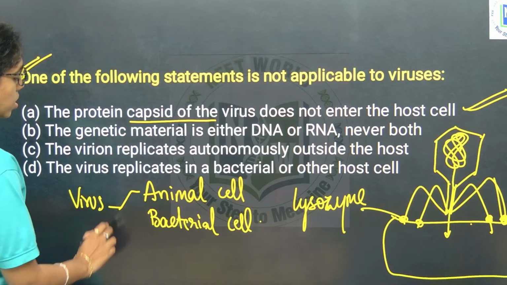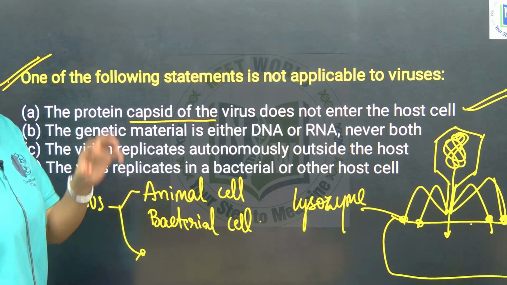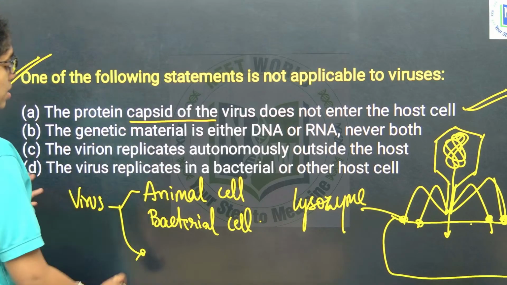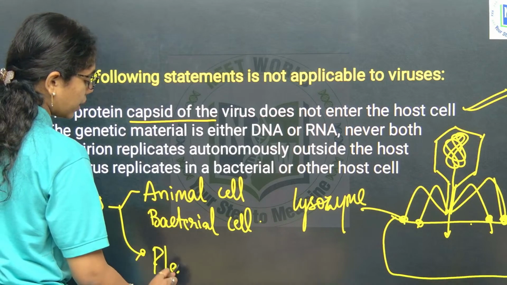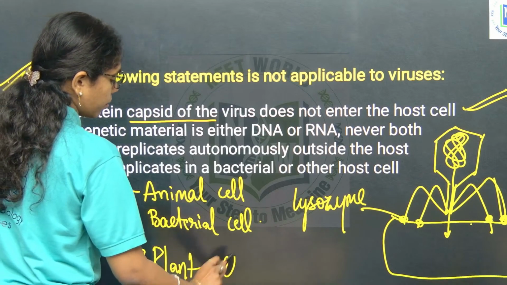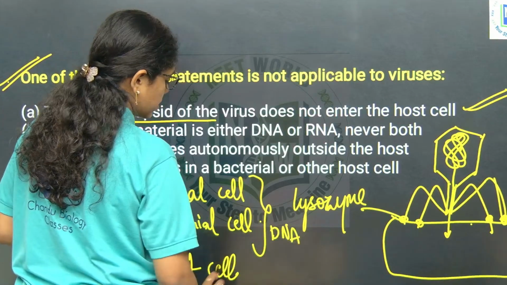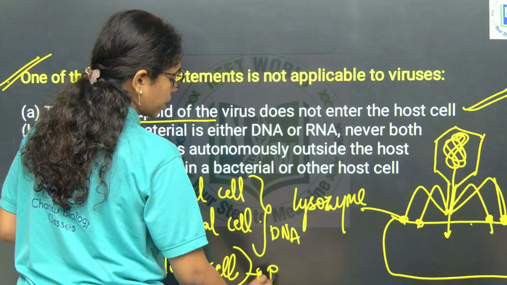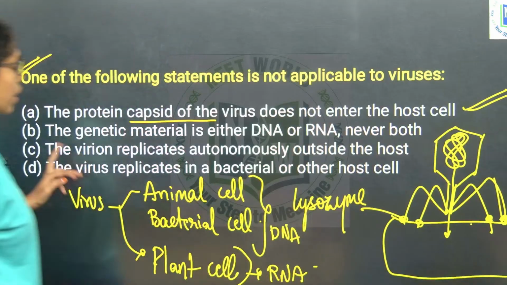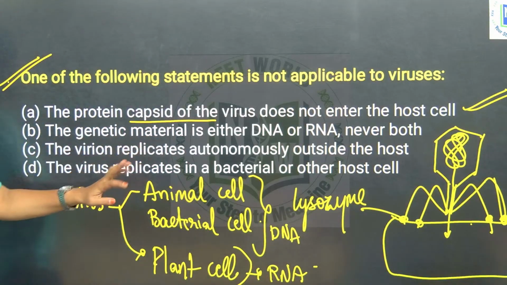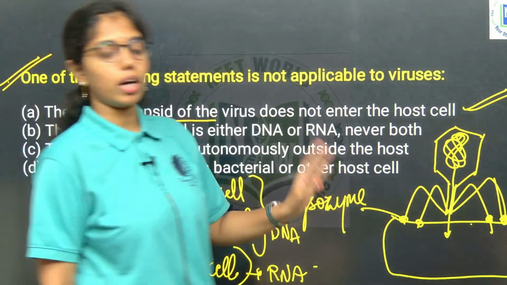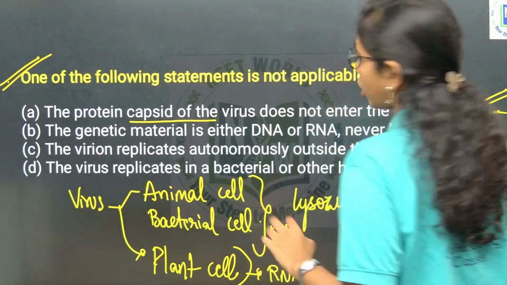Those viruses like tobacco mosaic virus which infects plant cells will have the genetic material as RNA. Okay, animal and bacterial viruses will have the genetic material as DNA, and those which infect the plant cells will have the genetic material as RNA. Clear, right? So yes, the genetic material is either RNA or DNA but not both. Second statement is also correct.